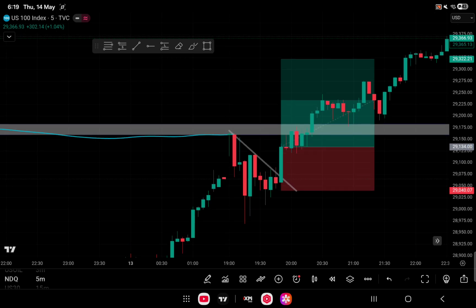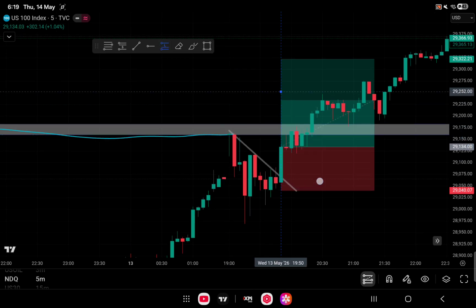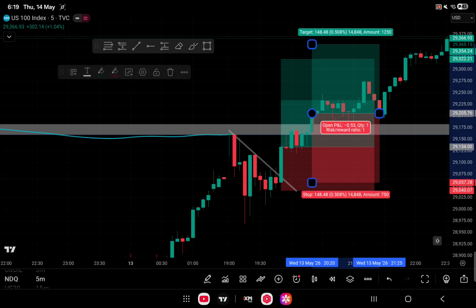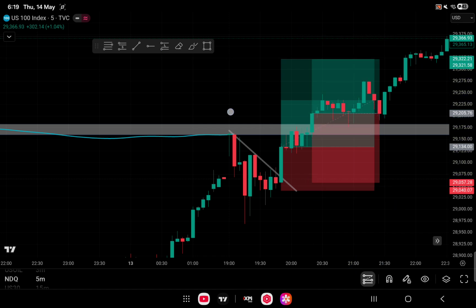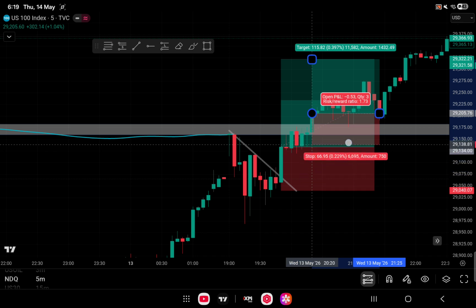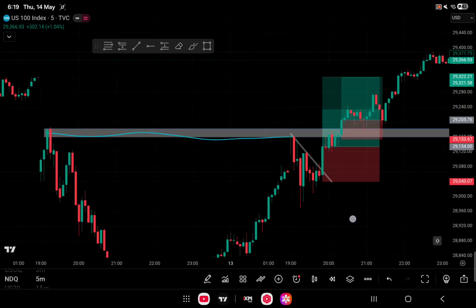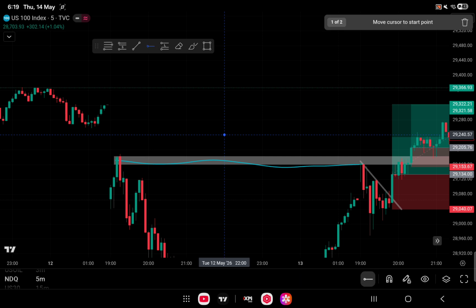Now after the break of this handle pattern, we made our second entry here, which was our pyramiding entry with the same target, and the stop loss was just below the resistance, which will now be called a support.